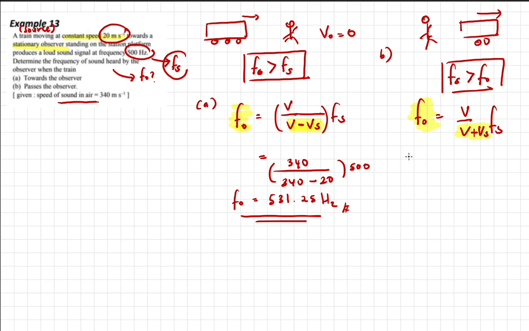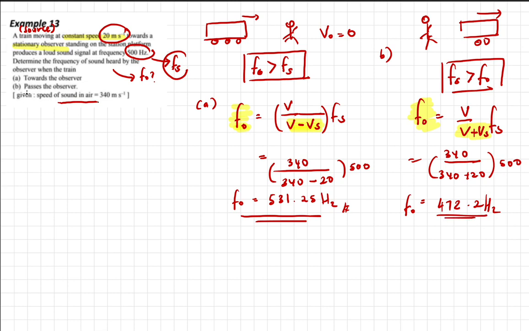So when you substitute in your value, you will have 340 over 340 plus 20 multiplied by the frequency of the source, which is 500. So when you press your calculator, you will get frequency of the observer, or frequency heard by the observer, is actually 472.2 Hz. So that is for example number 13.